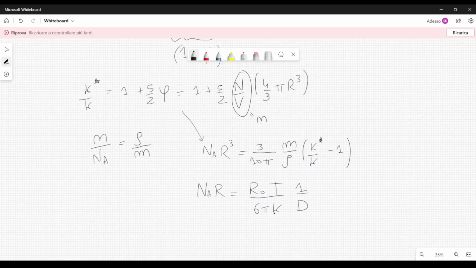The two equations together enable us to calculate separately the quantities capital R, which gives us the idea of how big the sphere is, or if you want, you can try to generalize this to consider a molecule, and also Na, the Avogadro number.